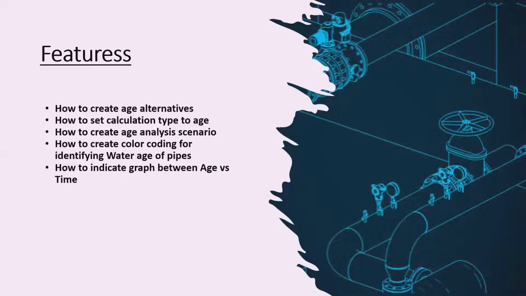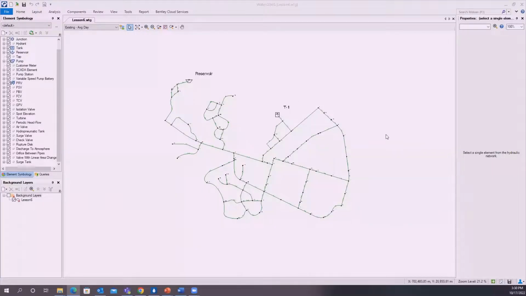Similarly, in today's video, we will learn how Bentley WaterGEMS helps you to create a water age for a random time period. So let's suppose this is my sample water distribution network and we have to compute the water age within this network. We will begin by running an age analysis for water in the system, assuming an initial age of 0 for all the nodes.